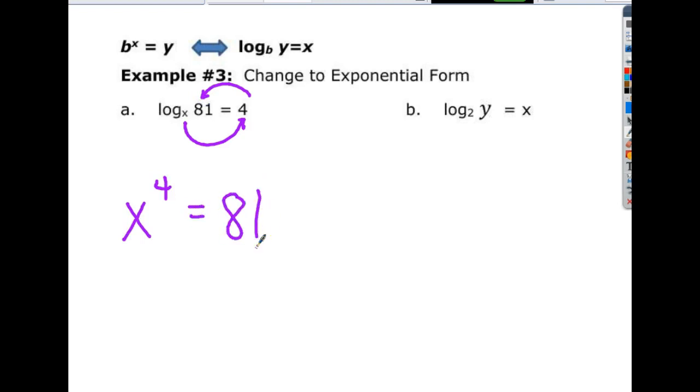And this is the kind of problem we may solve coming up. And so we could look at our chart that I had up here on the board previously, and we could see that 81 is 3 to the 4th power. So 3 to the 4th power would be equal to 81. x is equal to 3. That's what we will be doing when we start solving these. But right now, we're just changing from one form to the other. So this is base 2, and that's the exponent. And then it's equal to the y. That's all we're doing, changing from one form to another.